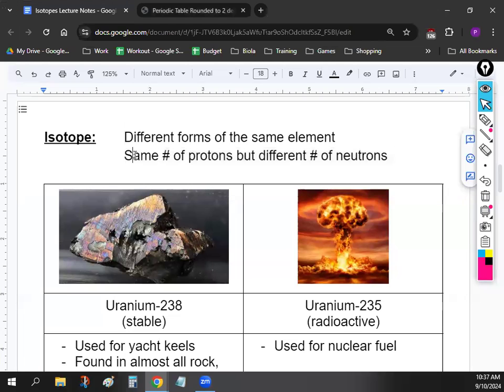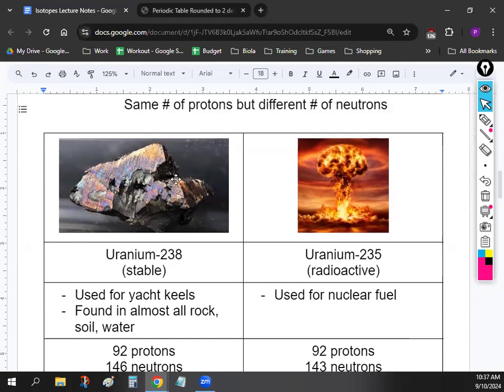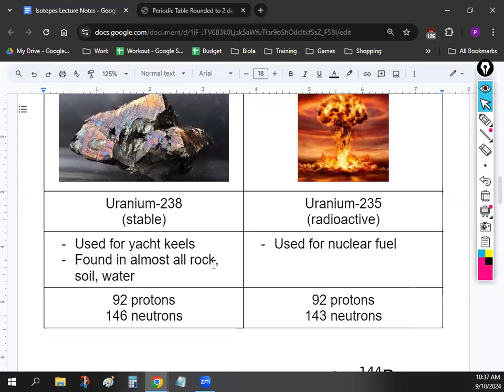Important. Okay, so the reason why isotopes are important is because depending on which isotope you have, you can have the same element, but they do completely different things. So the example we'll be looking at is uranium. If you look here, we have 2 isotopes of uranium. The first is uranium-238, and it's very stable. We use it to make the frames for yachts, so it's on boats. If you pick up a rock outside or some soil, there's going to be a little bit of uranium-238 in there. Nothing dangerous. It's just an element inside of rocks and soil and water.